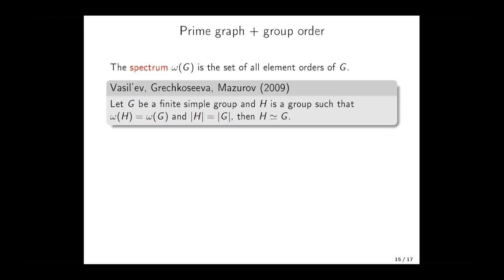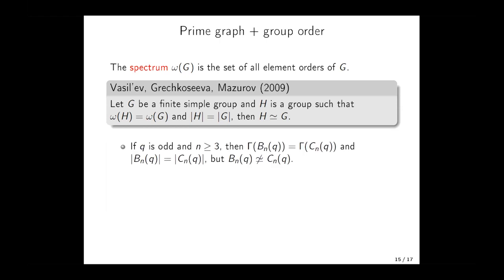What if we change the spectrum by the Gruenberg Kegel graph? Are we able to prove the same result in this setup? Actually, no. And there is an easy counterexample. If the order of a field is odd, then the graphs for B_n(q) and C_n(q), that is orthogonal groups and symplectic groups, coincide, and their orders are equal. But these groups are obviously not isomorphic. So we can't prove the same beautiful result.